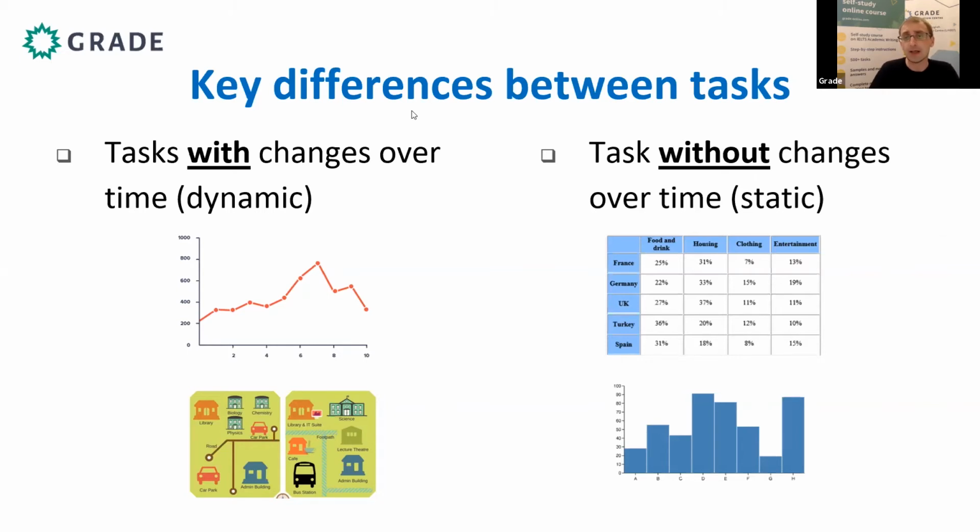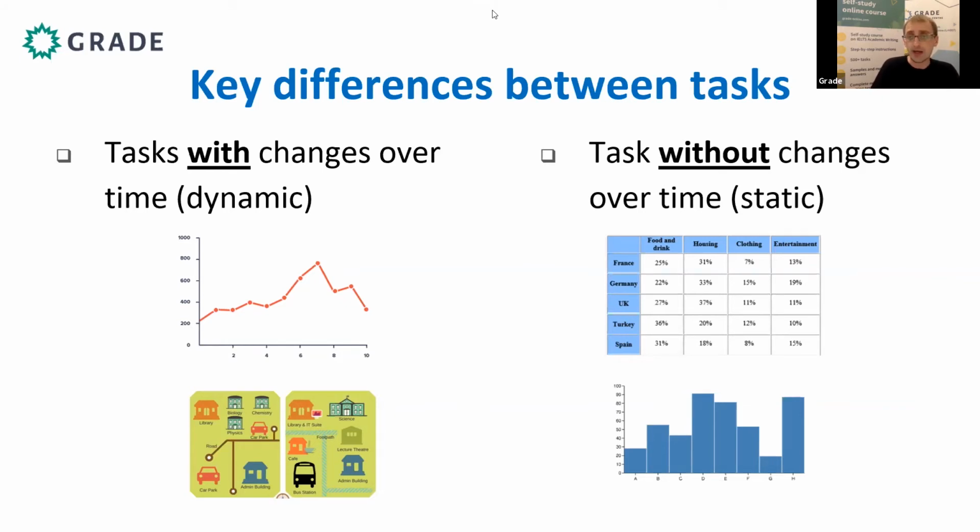Sometimes you might have tasks without any changes, or these are static visuals. For example, when we have just 1 year, so if we look at the table here, it might be an example of different kinds of categories and countries and percentage of spending of these countries on these categories based on 1 year only. So there are no changes over time. And the bar chart could be also an example of a task where we might not have changes over time.